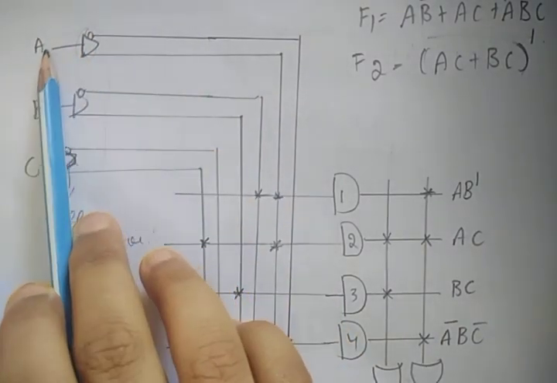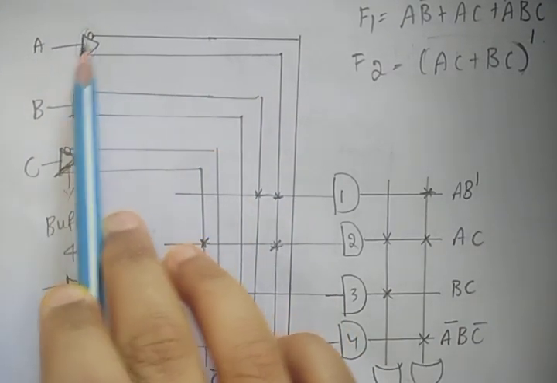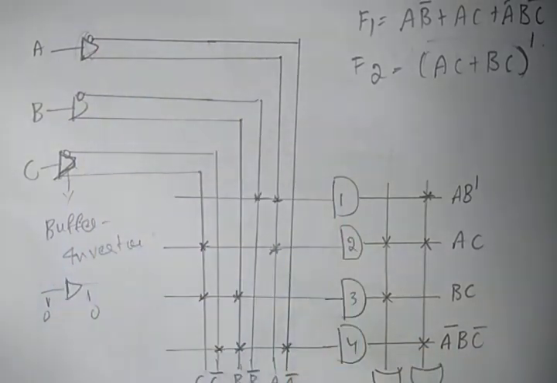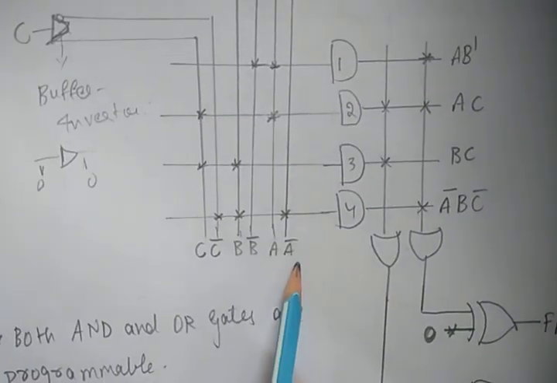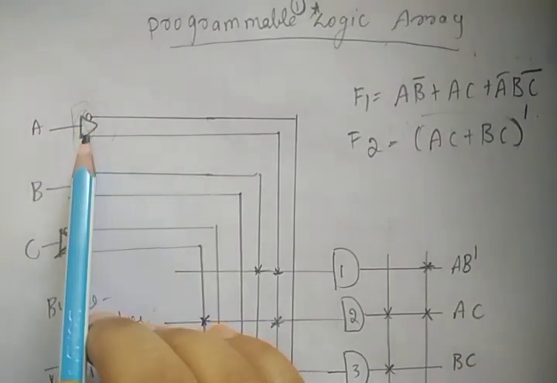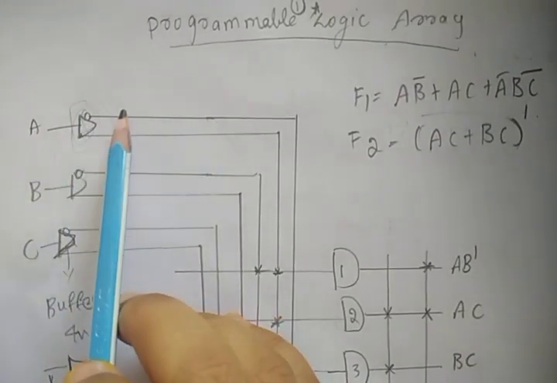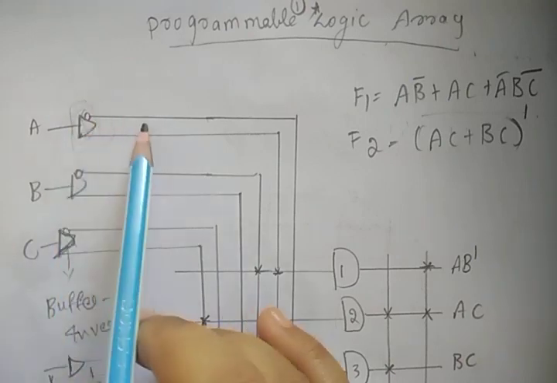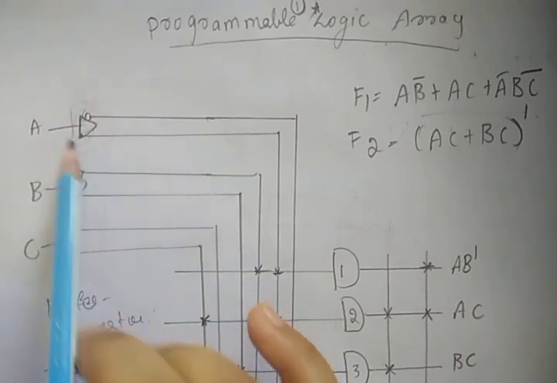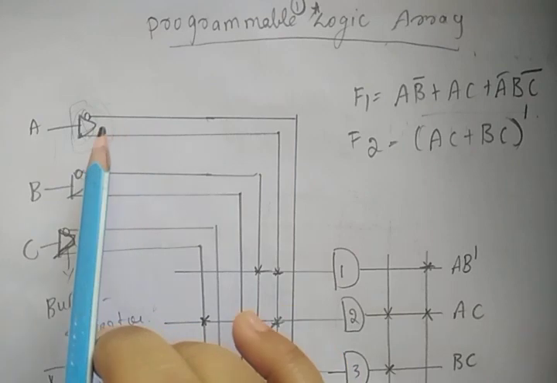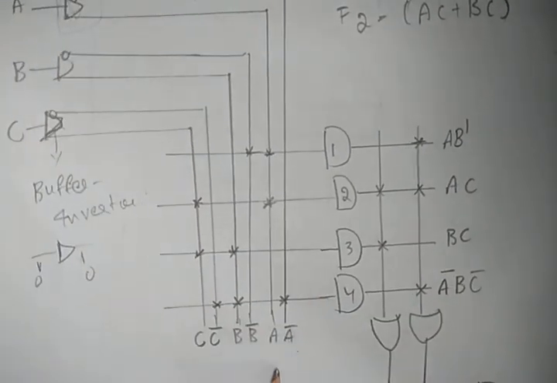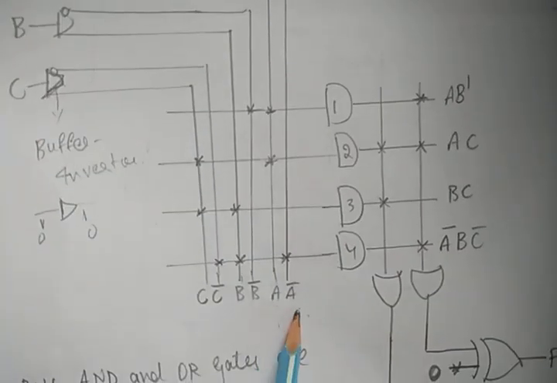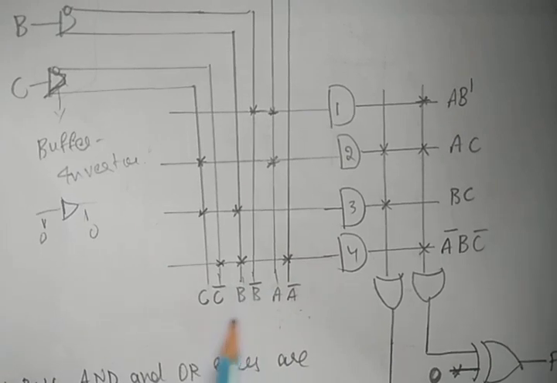That is, if I have this triangle along with the circle, one output will be A and the other one will be A bar. This buffer-NOT gate acts as both complementary and without complementary. Instead of putting one with a NOT gate and one without a NOT gate, here they have directly taken this buffer inverter gate, which does both operations, that is A and A bar. Similarly, we have B, B bar, C and C bar.